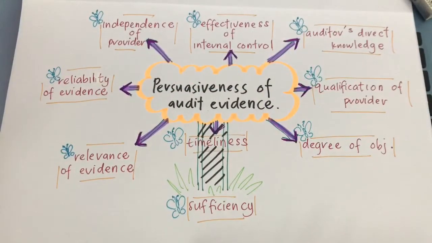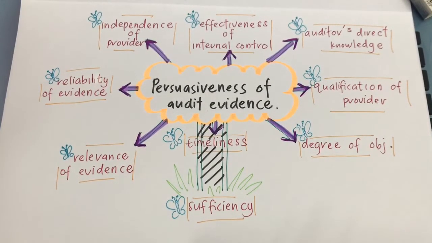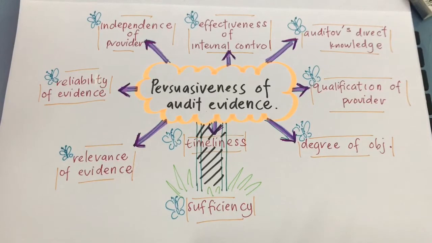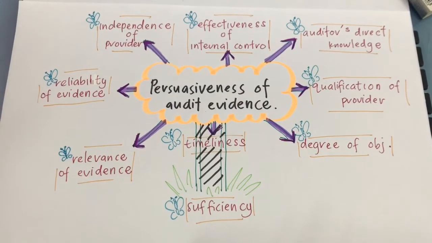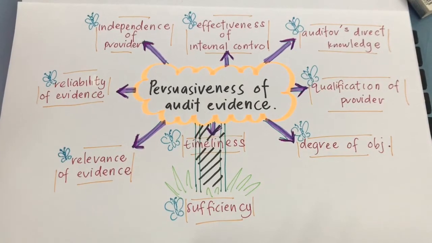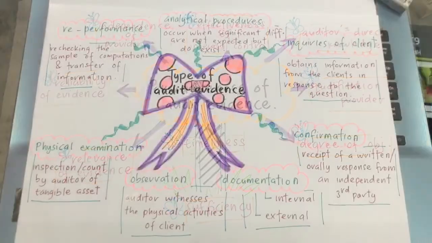There are 9 persuasiveness factors of audit evidence, which are relevance of evidence, reliability of evidence, independence of provider, effectiveness of internal control, auditor's direct knowledge, qualification of provider, degree of objectivity, timeliness, and sufficiency.